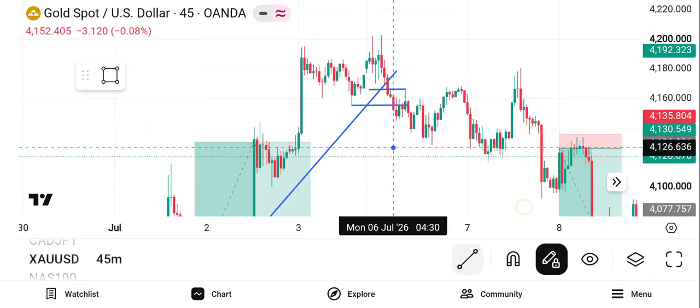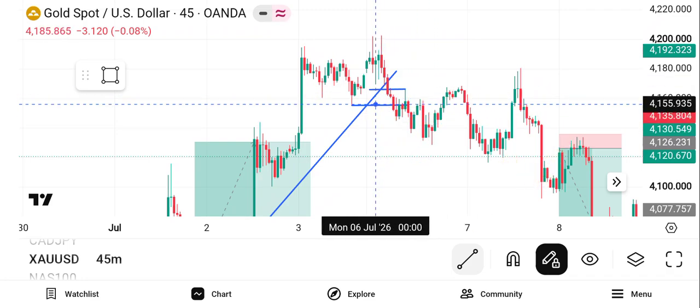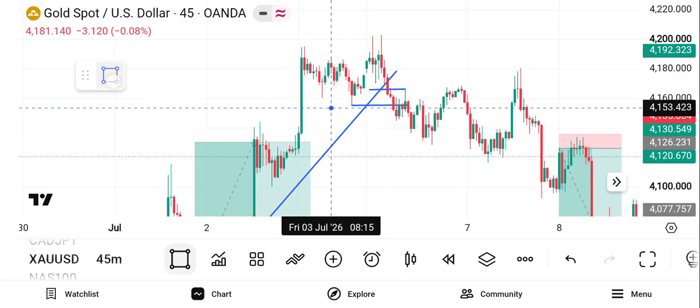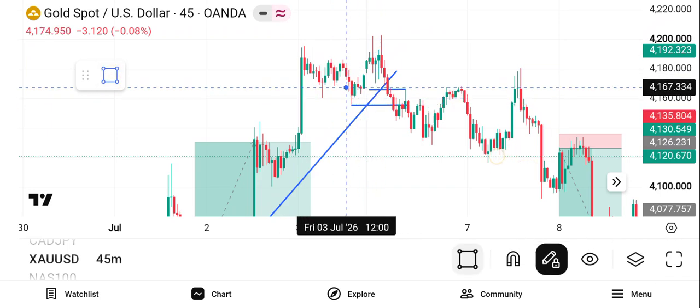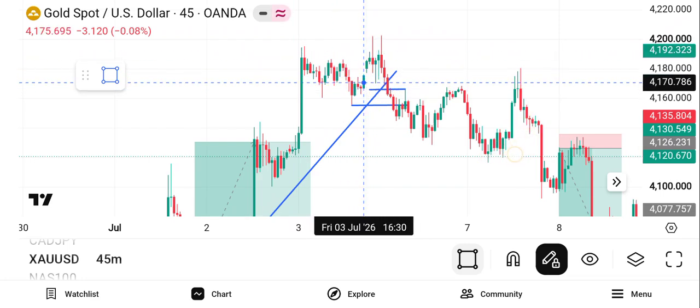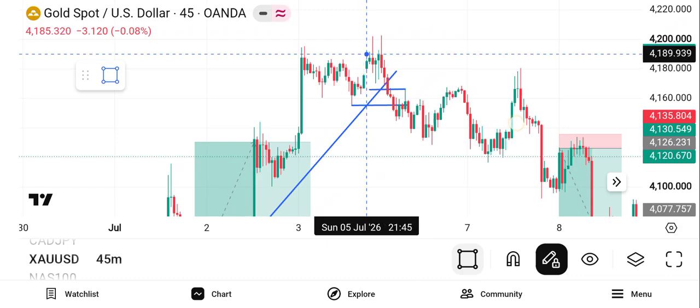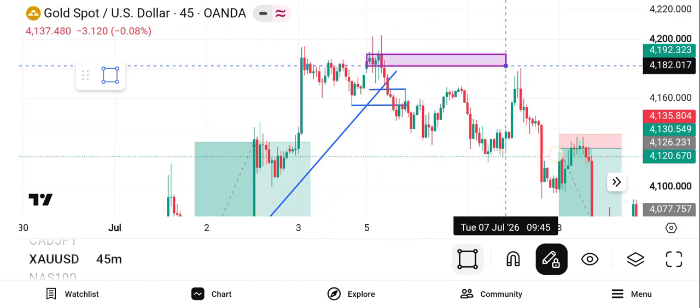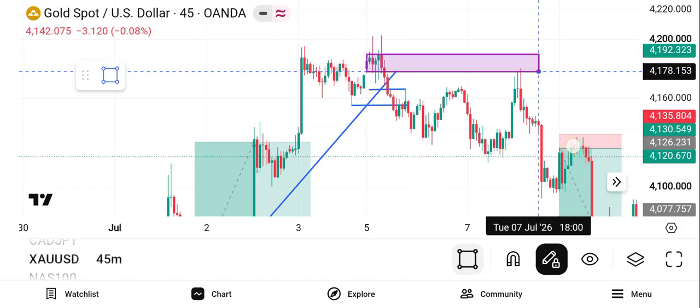After my inducement, this zone here got mitigated. This zone here was mitigated, and this breaker block was mitigated. So the only point of interest I have left was this one here. That's why market came and tapped on it.